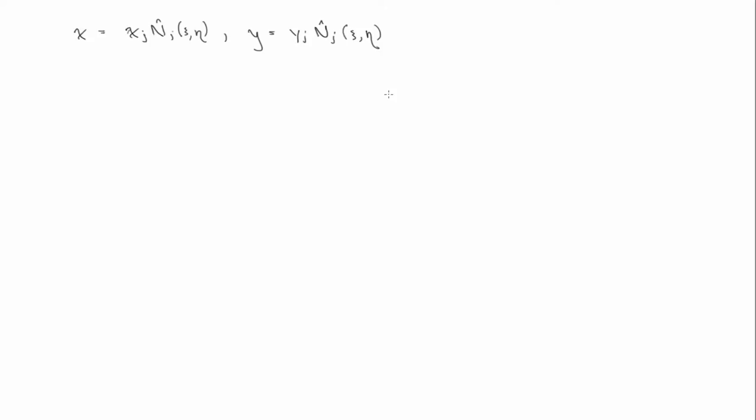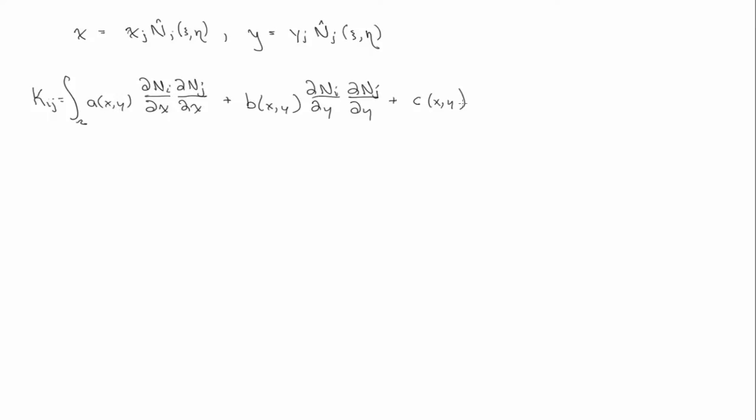And so we'll use a sort of generic stiffness matrix here, where we have a constant A x y. And so this is the same as B transpose C B, where C is equal to A B C. So it's nothing different than what we've been doing. It's just written out term by term. And so we want to evaluate this integral.